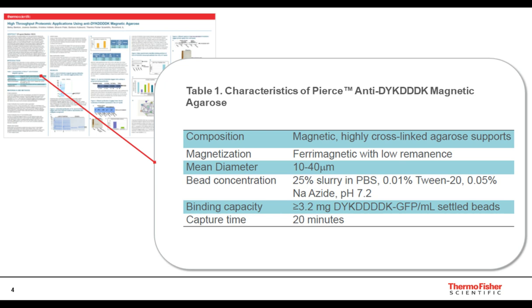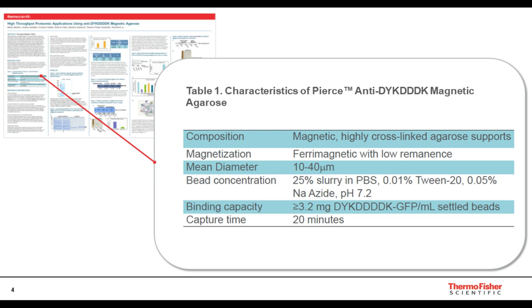Table 1 shows the characteristics of the Pierce anti-flag magnetic agarose. The beads are composed of magnetic, highly cross-linked 6% agarose. They are ferromagnetic with low remanence, meaning that upon release from a magnet, the beads do not maintain significant magnetism and can be fully dispersed. The bead diameter is between 10 and 40 micron, with an average of about 25 micron.